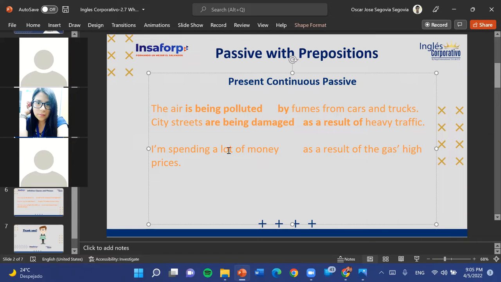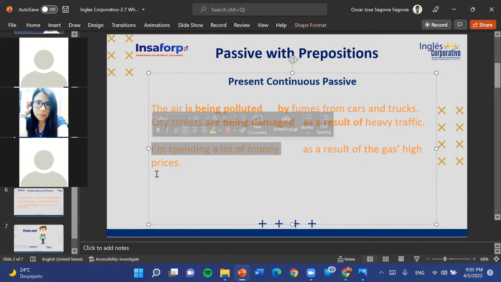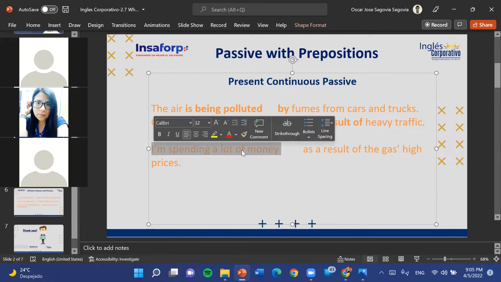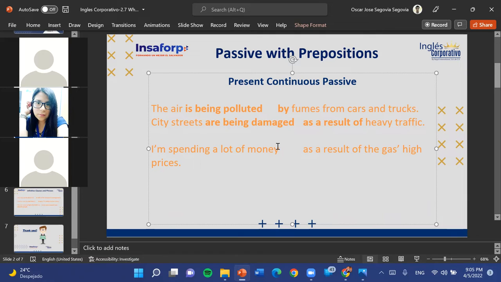Entonces, es otra situación, ¿verdad? I'm spending a lot of money. Eso sería la oración en pasivo, el decir que estoy gastando un montón de dinero. Sí, I'm spending a lot of money. Pero aquí no necesariamente yo estoy mencionando el por qué eso está sucediendo. Y el por qué will be as a result of gas's high prices. Para eso entonces es que se utiliza, ¿verdad?, mayormente el passive voice.